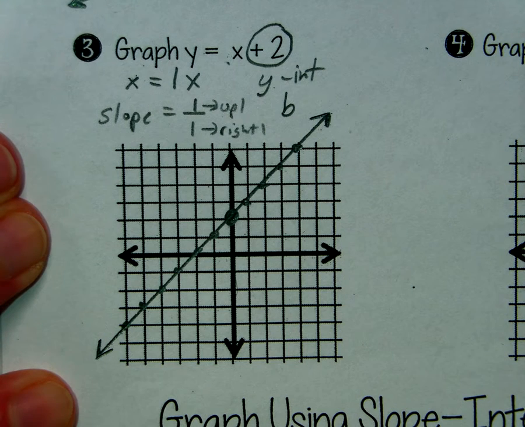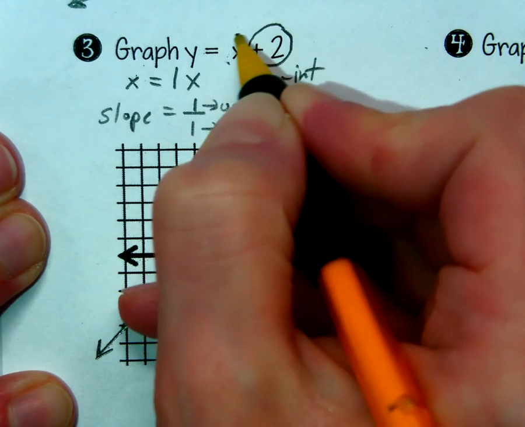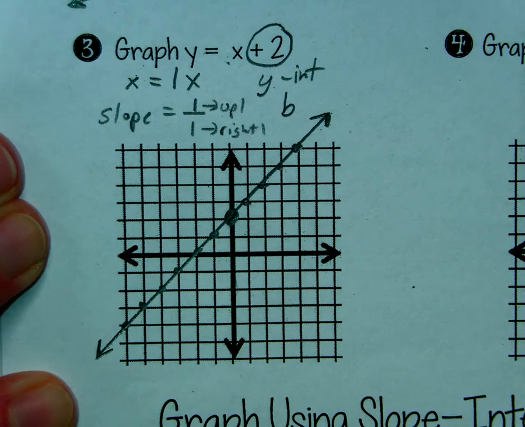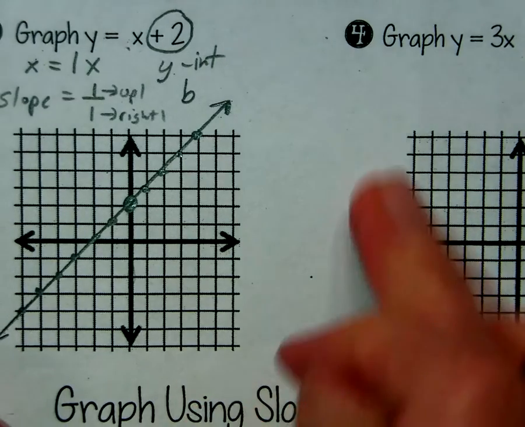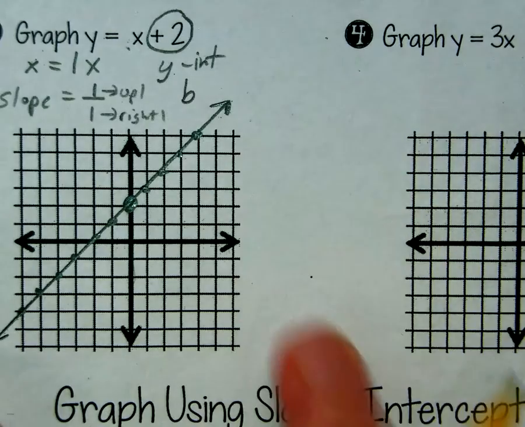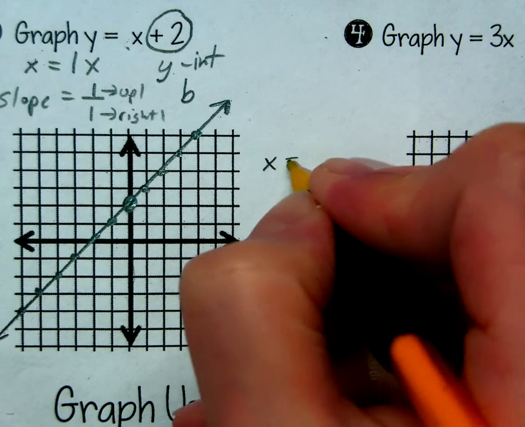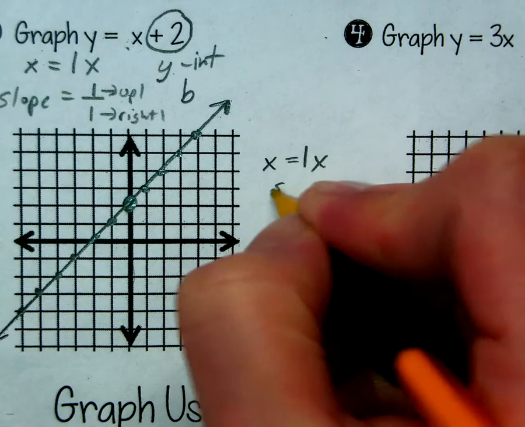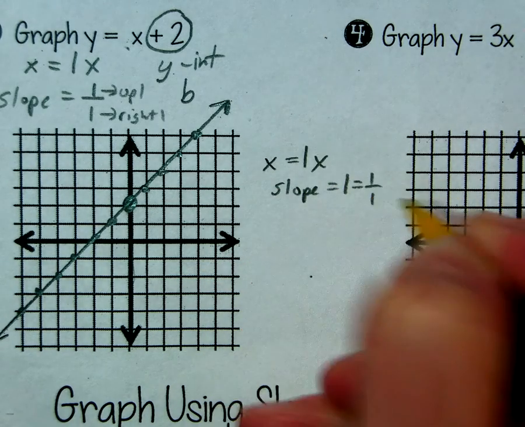So this is a special case. Whenever you don't have a number in front of x, that means that the slope is 1. So if we want to put a little note over here between number 3 and number 4, x is the same thing as 1x. So your slope is 1, or 1 over 1.